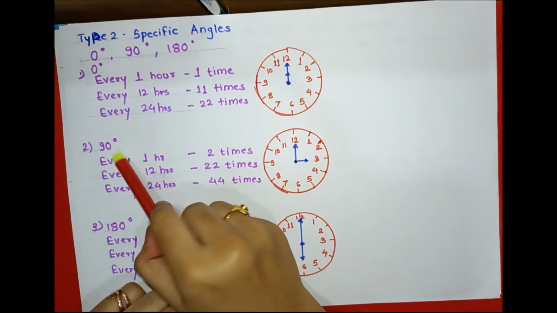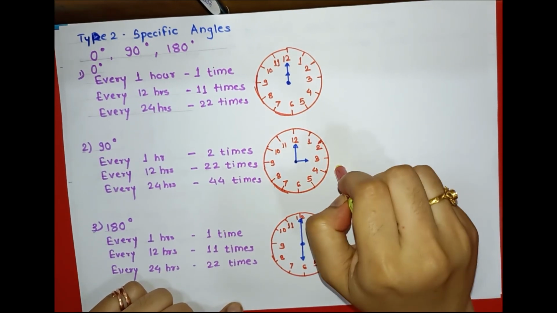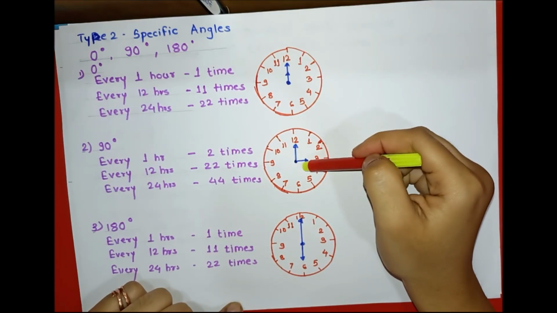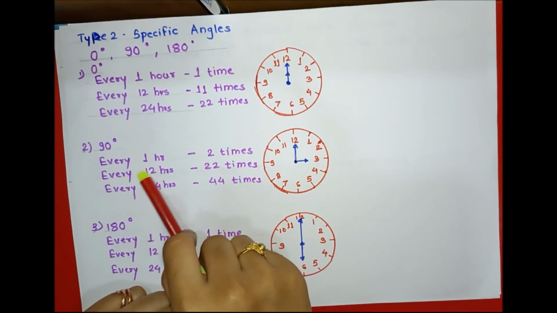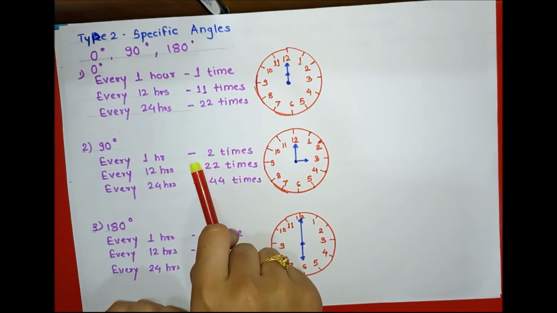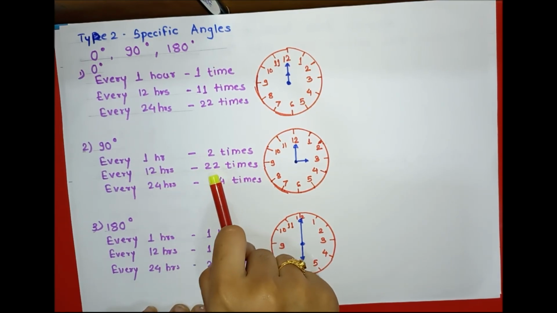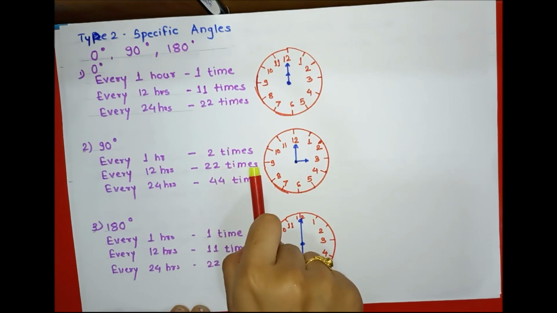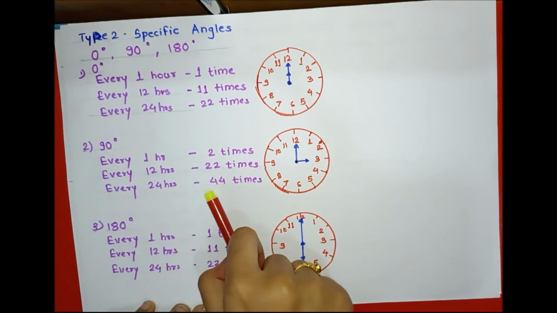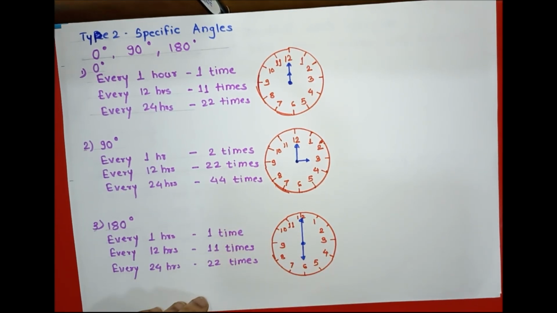Similarly, for 90 degrees, like you can see in this clock, the angle formed is a 90 degree angle. So every 1 hour, 90 degrees will be formed 2 times. Every 12 hours, 90 degrees will be formed 22 times, and every 24 hours it will be 44 times.